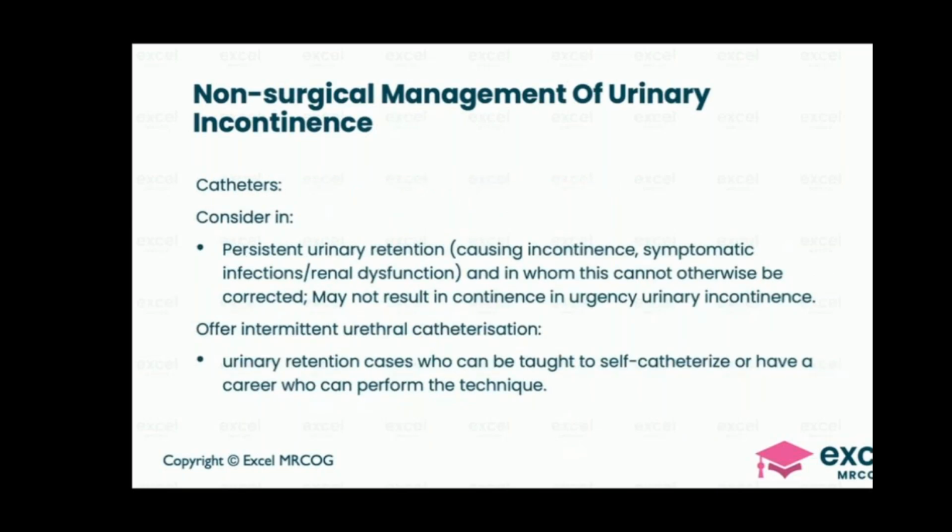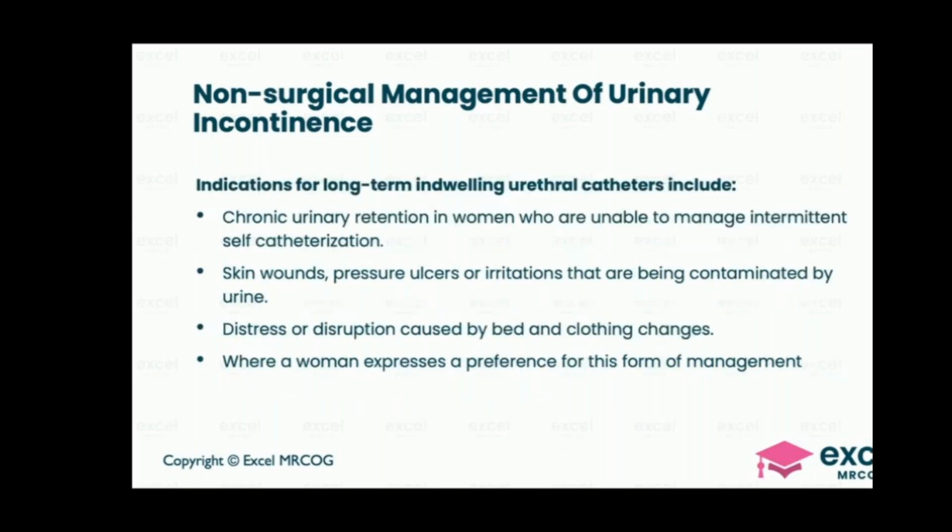Catheterization. If she has persistent urinary retention, you need to catheterize. Any urinary retention, if you find that there is an increase in urinary residual volume, that means there is retention, you need to catheterize her. And you can offer intermittent urethral catheterization in cases who can be taught self-catheterization, or they have a carer who can perform the technique well. Again, this is not commonly asked.